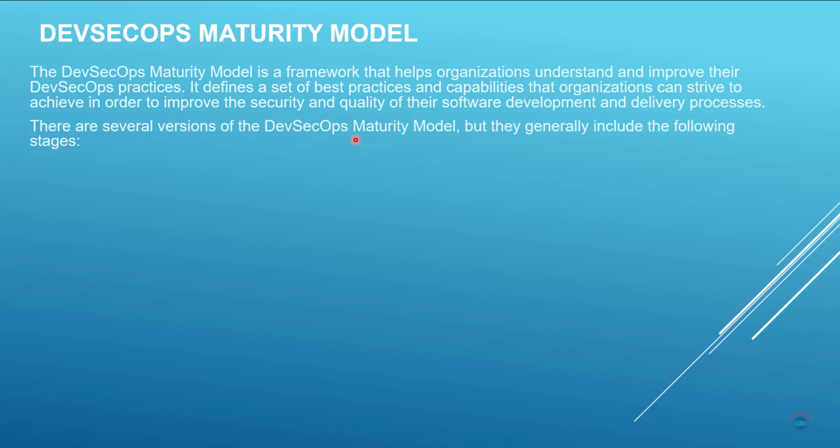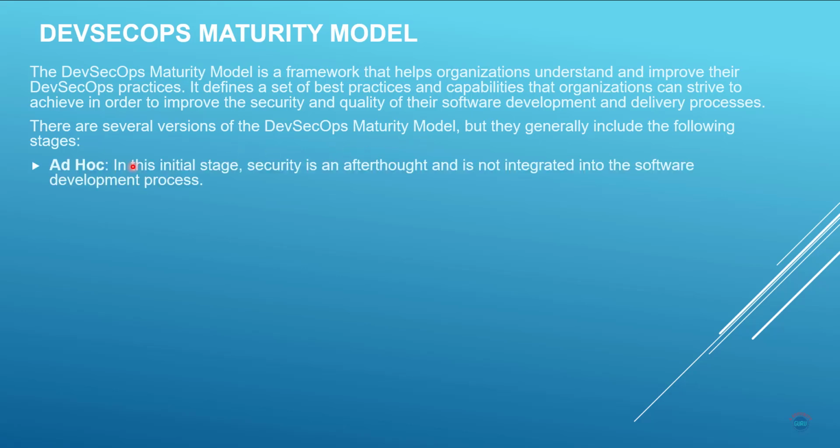Now, there are a few stages that we have identified from various versions of DevSecOps maturity model. So let's see those stages. First stage is ad hoc. Now, this is the basic stage where you are still thinking about security and security is not integrated in your software development process. So your development process is at ad hoc stage. Your DevSecOps maturity model will be assigned ad hoc stage, and you have not started the journey.